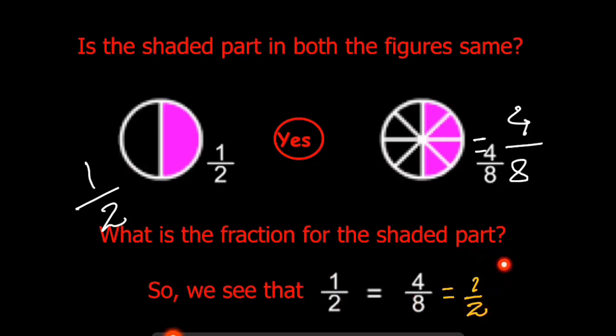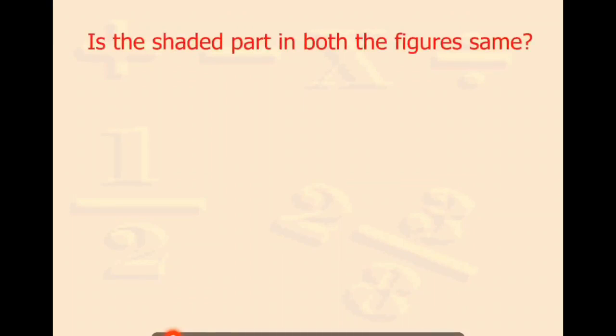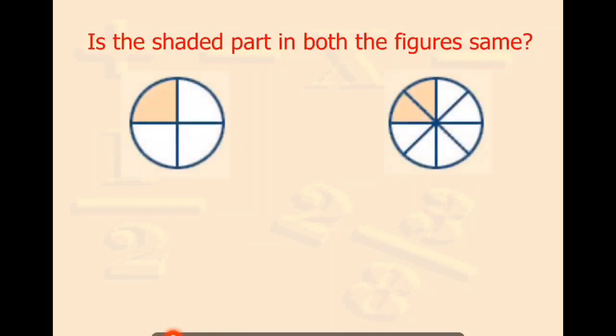So such fractions are called equivalent fractions. Okay, let's see what further we have for you. Now here again it's a question: is the shaded part in both the figures the same? Again the same type of question, and the answer again is yes. Why is the answer yes? Because here the number of shaded portions is 1 and the total number of portions is 1, 2, 3, 4. So the denominator would be 4.